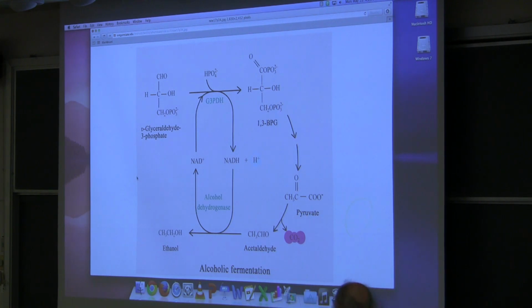All right, so that's what's happening in fermentation. In both cases, whether it's our cells or the yeast cells or the bacterial cells, the aim is making NAD when oxygen is limiting.